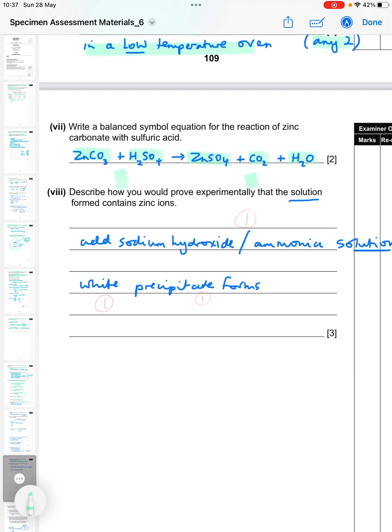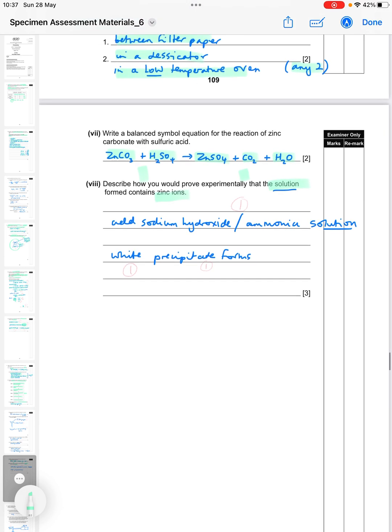Then describe how you would prove experimentally that the solution formed contains zinc ions. So you would add sodium hydroxide or ammonia solution, and then you get a white precipitate which forms. So 3 marking points there, 1 for adding the solution, 1 for white, and 1 for precipitate.